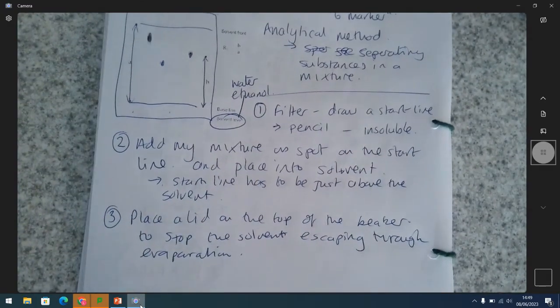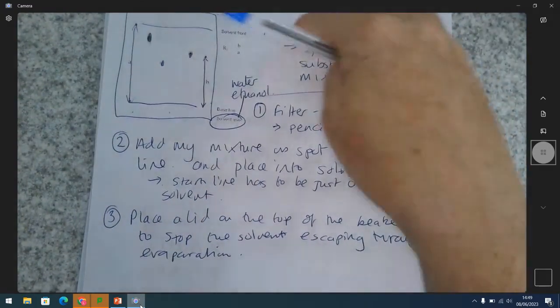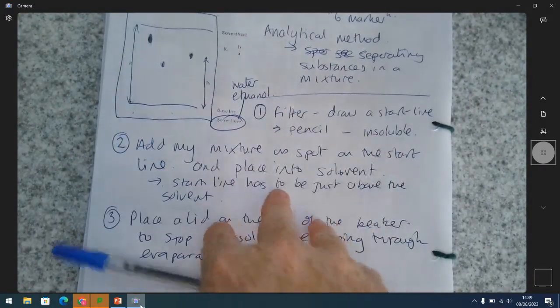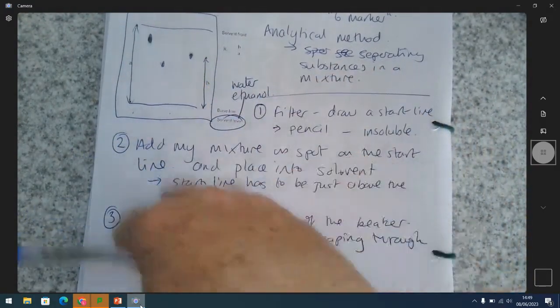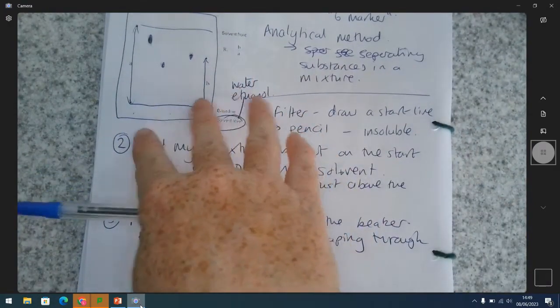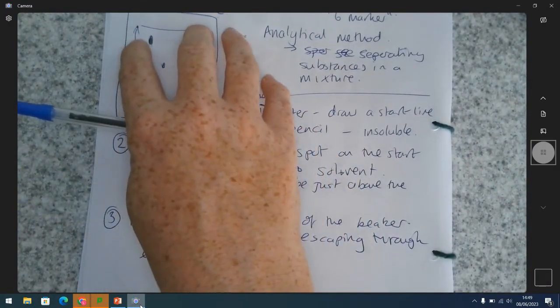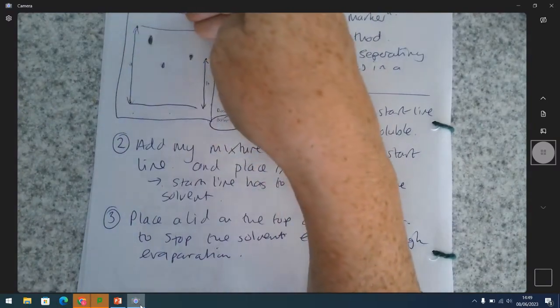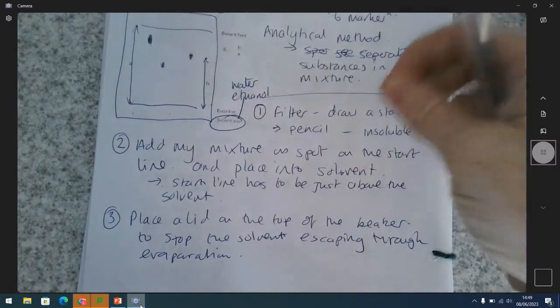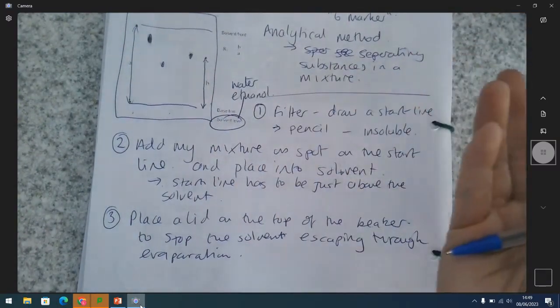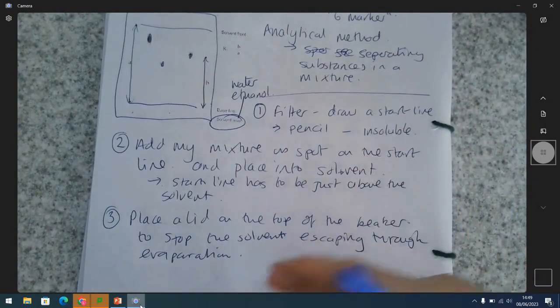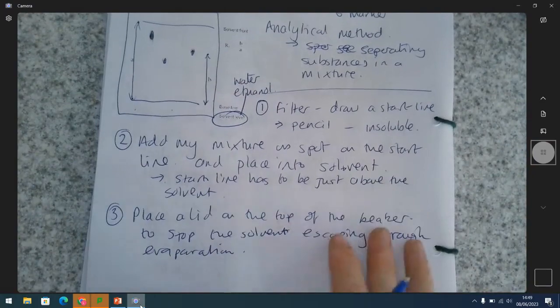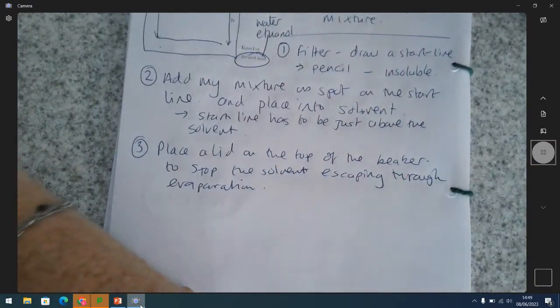Then, what I noticed when I was marking the 4 marker and the PPEs was that people would then stop there. They wouldn't explain the fact that you'd allow the inks to move up the paper until it reached slightly below the top. You then take the chromatography paper out of the solvent, leave it to dry, and then analyse. And that was the bit people forgot to include. So it's important that you do say that.